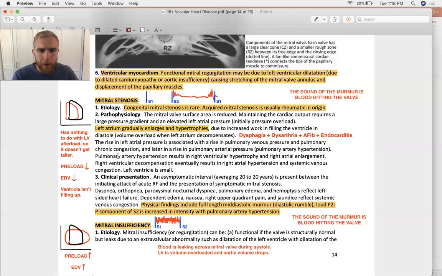What kind of murmur do you hear with a mitral stenosis? Well, you're going to hear a heart sound whenever blood's hitting the valve. So when is blood hitting the mitral valve? Well, it opens up at the end of systole, right? And then it closes at the beginning of the next systole. So it's open all throughout diastole, which is why you hear the sound of a mitral stenosis murmur all throughout diastole. And it's going to be strongest right at the start of diastole, because that's when the valve opens.